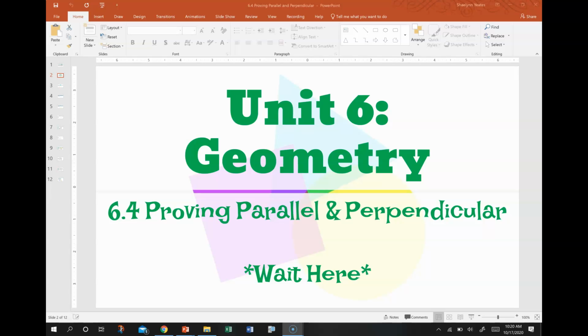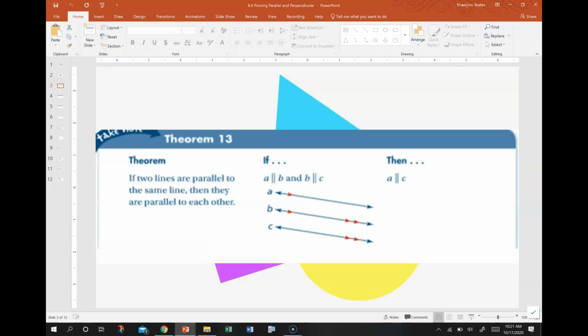Alright, so today we are proving parallel and perpendicular. There are some theorems that we need to know, and we'll be going over those as we go. Proving parallel we've already gotten very good at. We've got a couple more theorems about proving parallel, and then proving perpendicular we haven't really gotten into. So here's our first theorem.